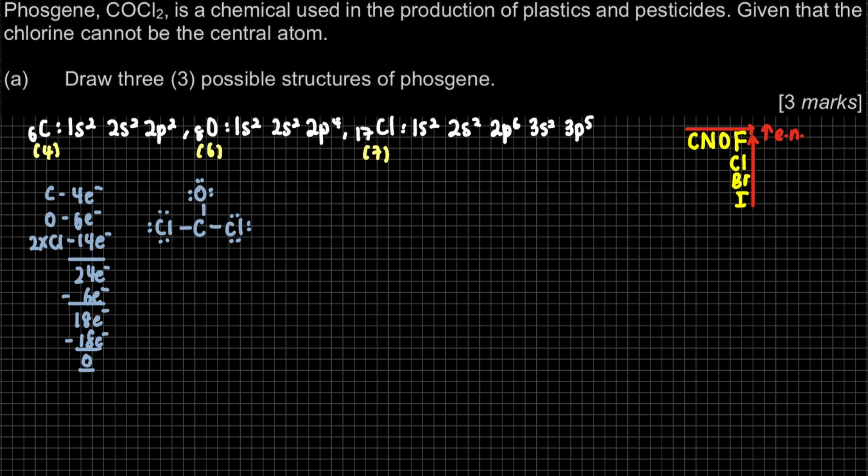So again, from the question itself, it asks us to draw 3 possible structures. So there are 3 possibilities. The first possibility is that the chlorine only got 6, so it needs 2 more electrons. It's either from the chlorine on the left, the oxygen, or the chlorine on the right. So we need to show the 3 possible structures from each of the different atoms here.